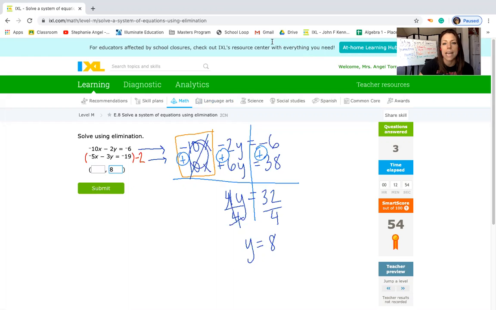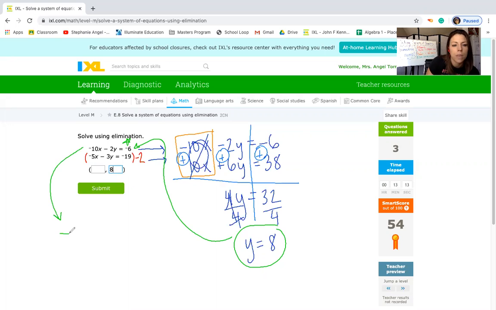Now we need to find x. Okay, let's find our x. So I know that y is 8. I go back to my original set of equations. Which one looks easier? I don't really want to deal with this -19 anymore, so I'm going to go ahead and substitute that into the first equation. That's just what I feel like.